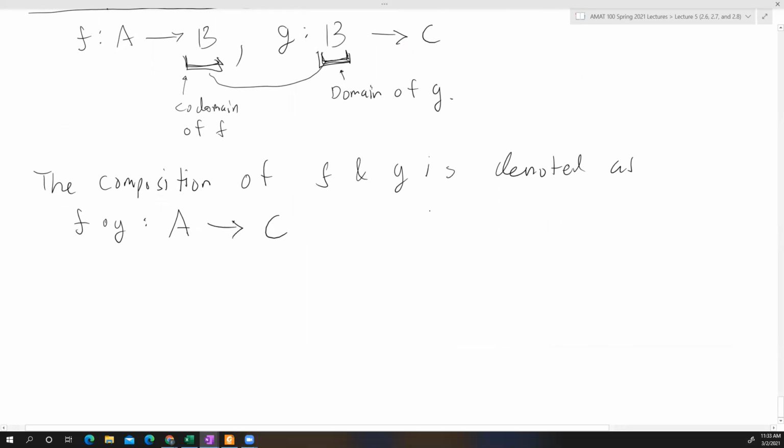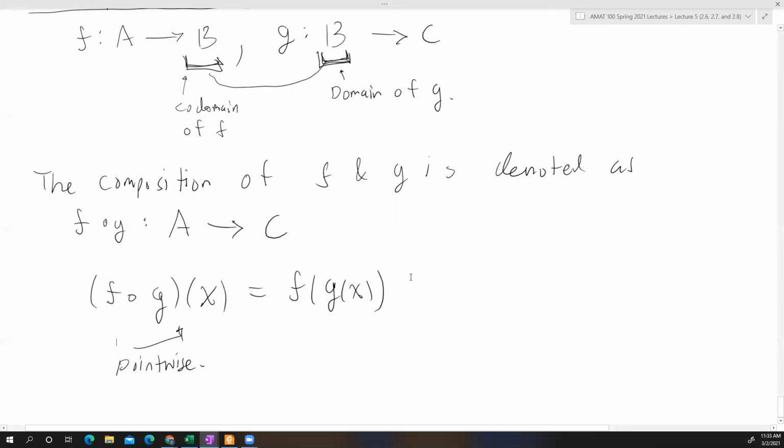So the composition of f and g is a function from A to C, and if it's a function, it has to have some rule. The rule is as follows: f compose g is a pointwise definition. I'm defining the function at each point in the domain, and you do it simply as follows. You take x, you plug it into g, and then you plug the result of plugging x into g into f itself. So it's like you have these layers. You're layering the functions in some sense.